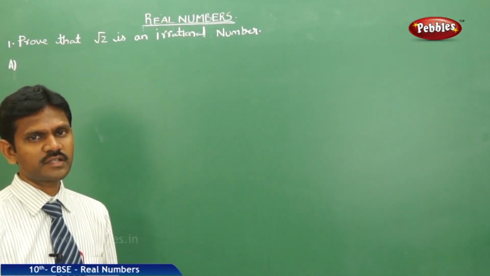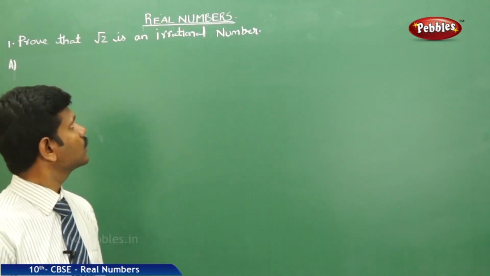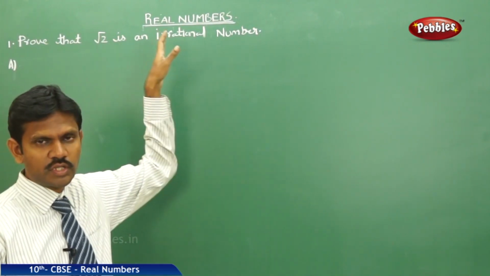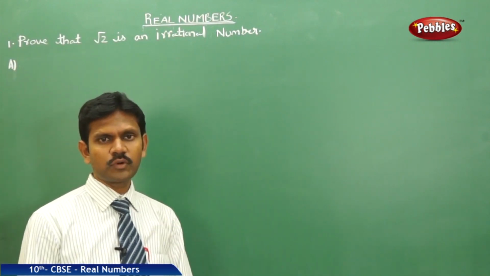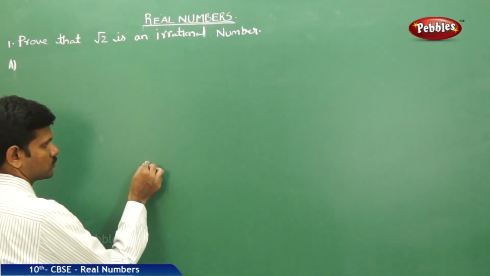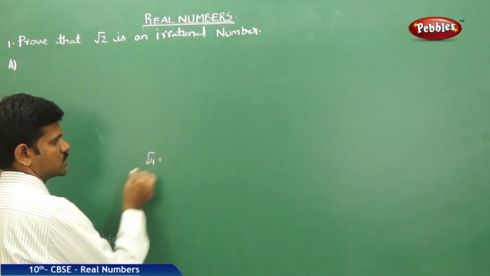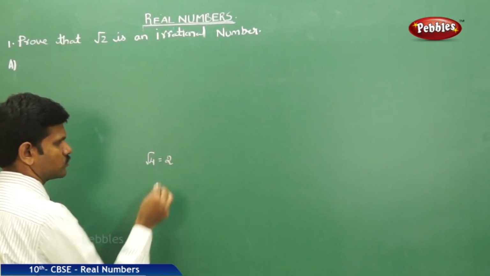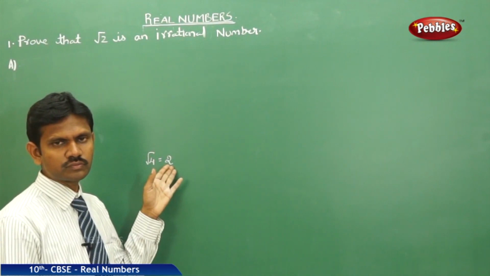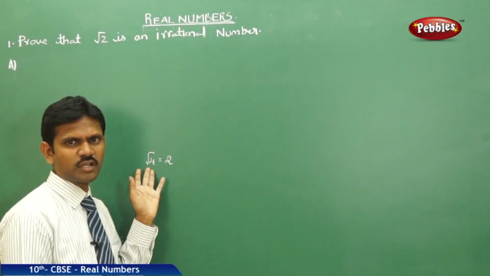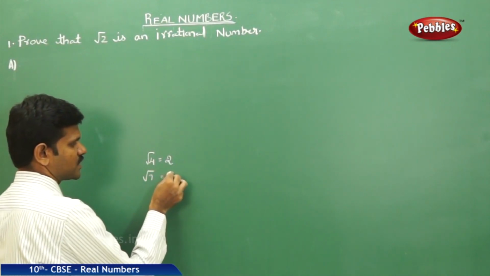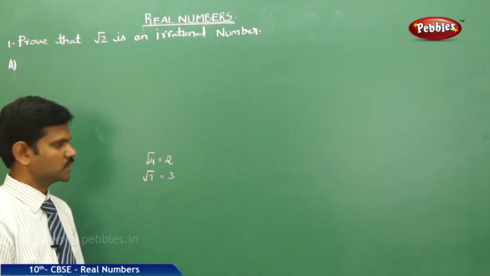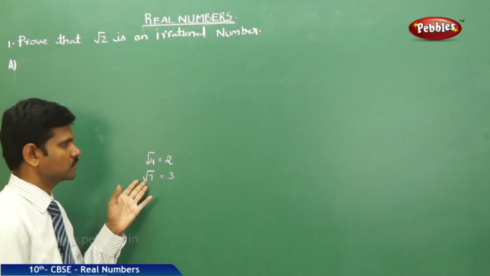Such numbers are called irrational numbers. Suppose for example root 2, root 3, root 5 and so on. Suppose for example root 4. I can express root 4 as 2. Therefore root 4 is not an irrational number. Suppose for example root 9, I can express it as 3. It is not an irrational number.